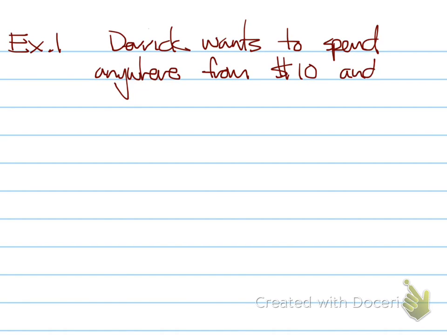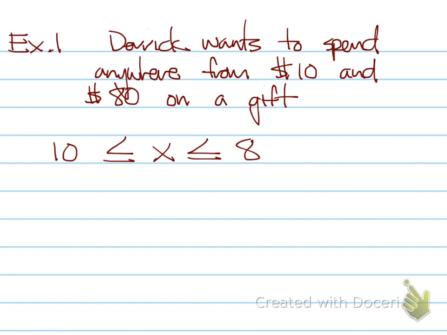Alright, so if we have the following passage, Derek wants to spend anywhere from $10 to $80 on a gift. Alright, that's an and compound inequality. So x is between the values 10 and 80, including both of those values, including the 10 and including the 80, so we should have bars under both inequalities.